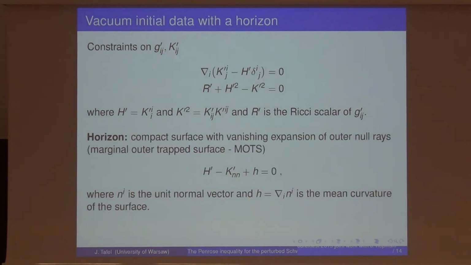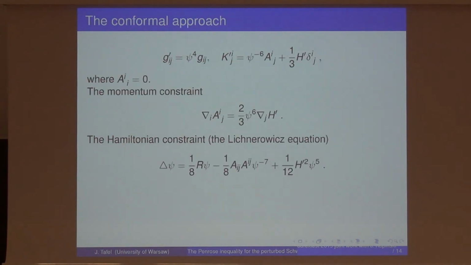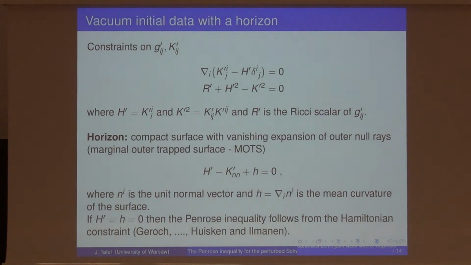And what about the horizon? Here we define the horizon as a marginally outer trapped surface. It means it is a compact surface with vanishing expansion of outgoing null rays, and this vanishing expansion means simply this equation. This is the equation for vanishing expansion. Here we have the exterior curvature, the normal part of the exterior curvature. We have also the mean curvature of the two-dimensional surface.